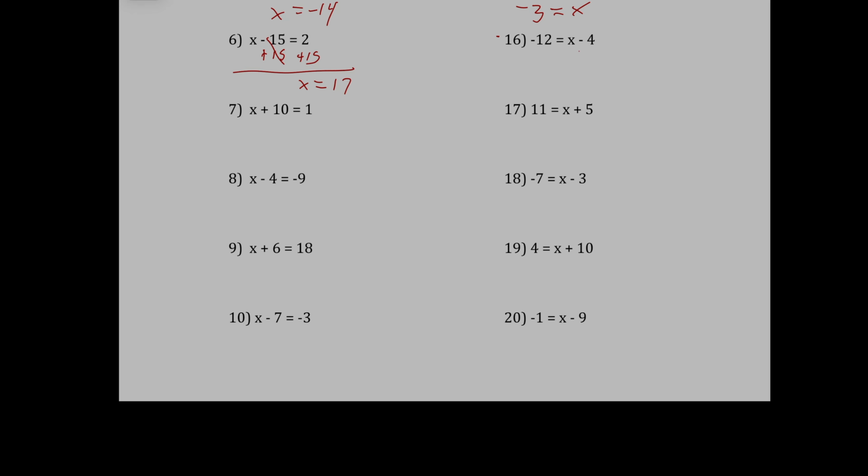Going over here to number 16, I need to move the 4, not the 12. I want to move the 4 because I want to get the x all by himself. Signs are different. Subtract, keep the sign of the bigger number, equals x. Minus 10, boom, x equals negative 9.